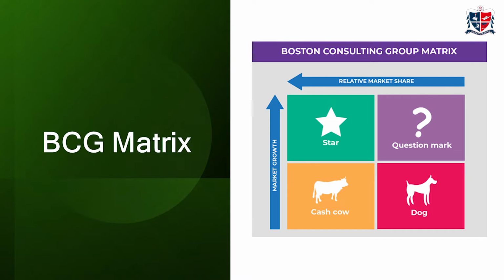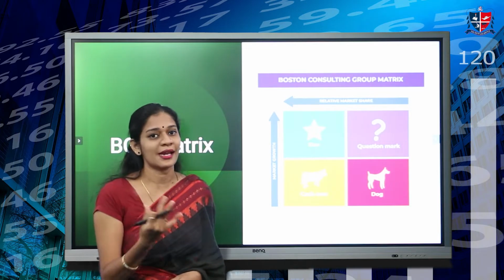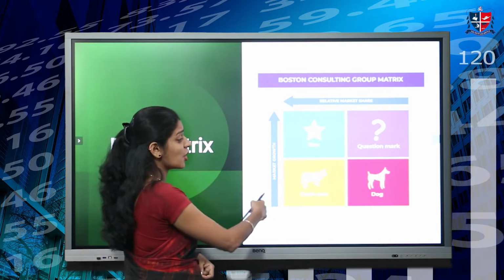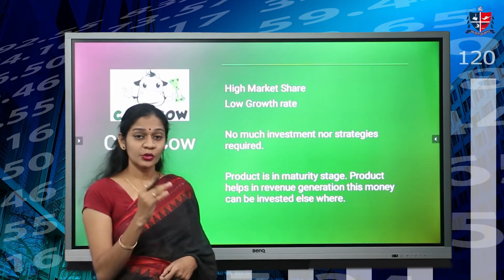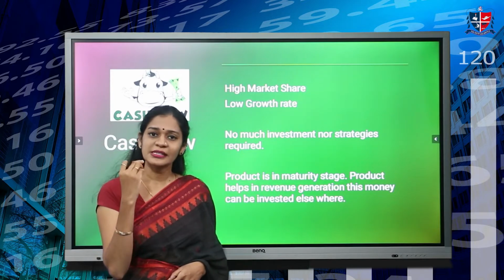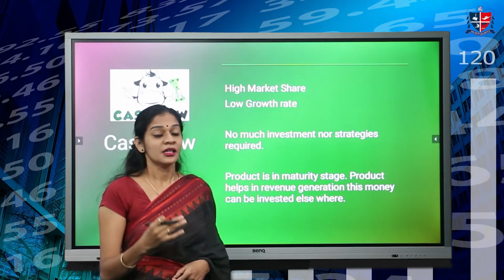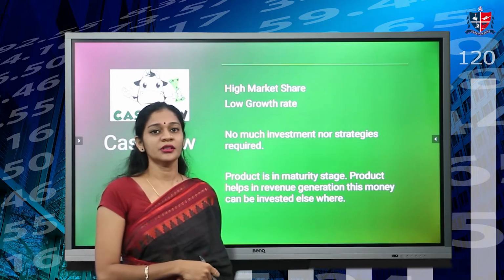The growth rate is low means the product is showing a very slow or stagnant growth rate. That is, the product has almost reached its maturity stage. You don't have to invest much on those products. The product is well aware. It is having lots of sales in the market, so it is generating lots of revenue to the organization.